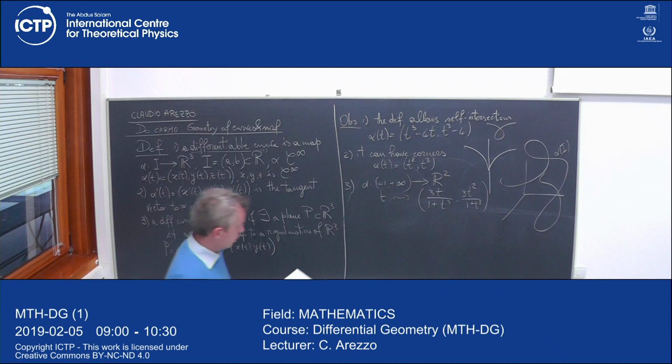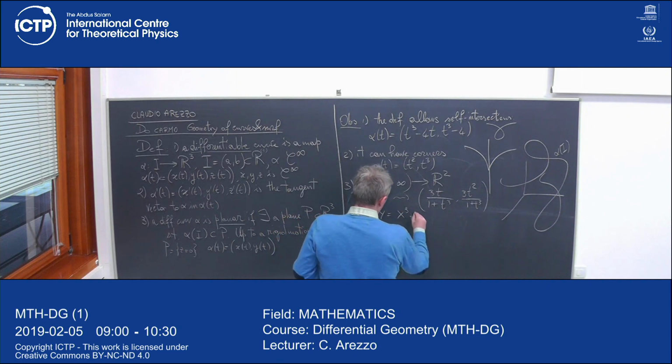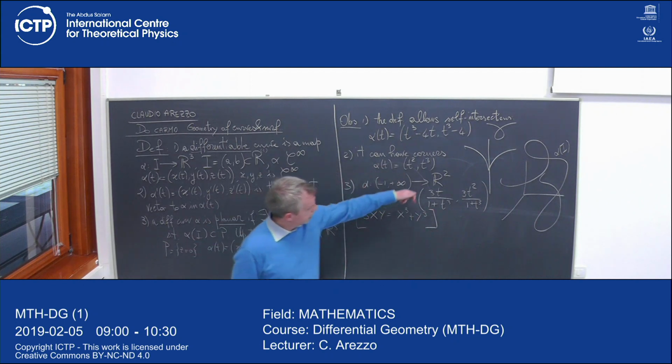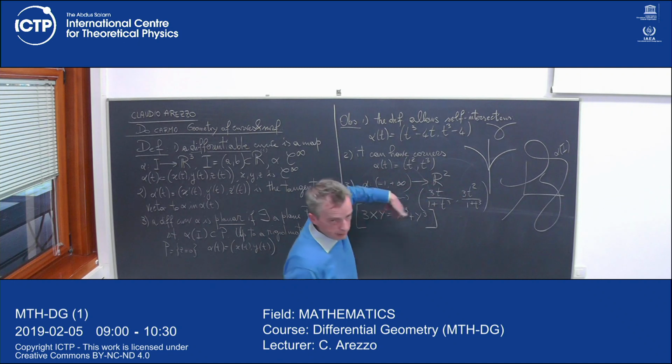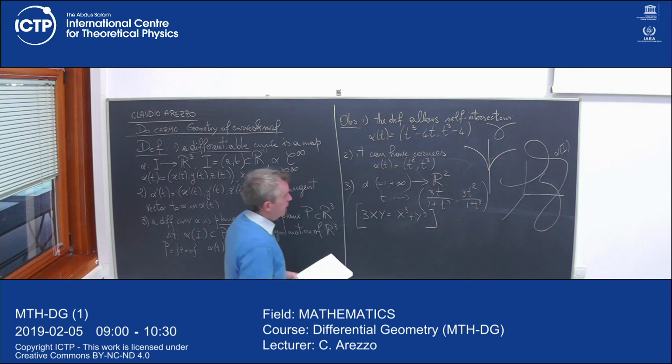And again, for your curiosity, this is an algebraic curve in the sense that it satisfies this equation. If you take this cube plus this cube, you get 3x. It's just to connect with another course that you are attending. So this is an algebraic curve in any case.